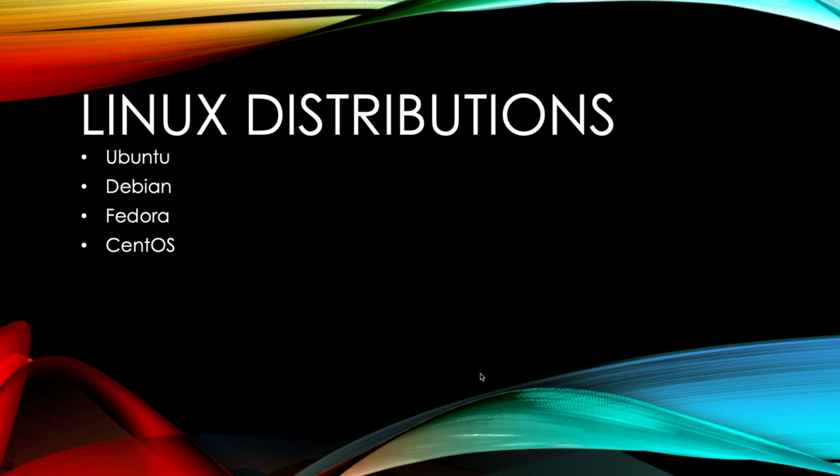CentOS, a community-driven distribution based on the source code of Red Hat Enterprise Linux, also known as RHEL. CentOS is known for its stability and long-term support, making it popular for server deployments. And Kali Linux, designed for cybersecurity professionals and enthusiasts. Kali Linux is packed with tools for penetration testing, digital forensics, and security auditing. It's based on Debian and is widely used in the security community.